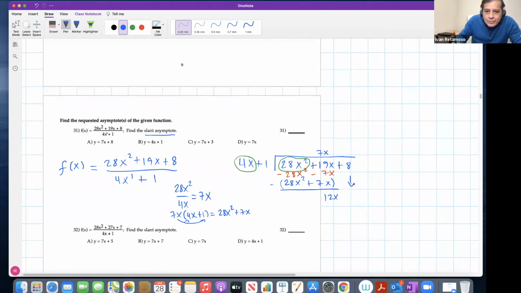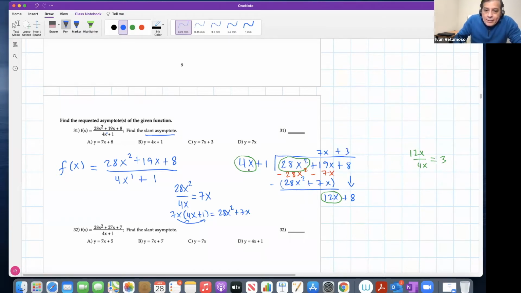Just like what you do with numbers, you bring down the next digit here, bring down the next term, 8, right? And repeat the process. 12x now divided by the first term here, 4x. Let's write it somewhere. So 12x divided by 4x, right? What's that? It's 3, canceling this 2, right? That 3 has a place here on top of the constant term, right? Plus 3. Very good.